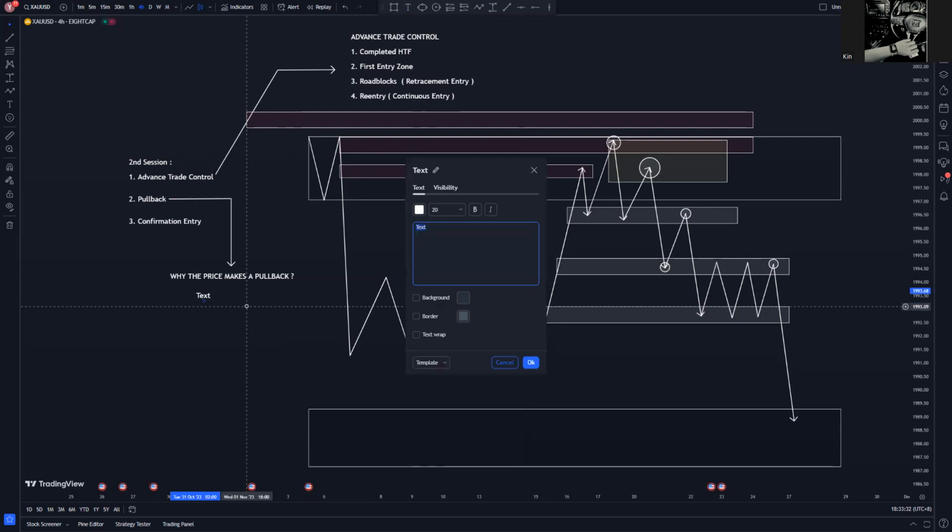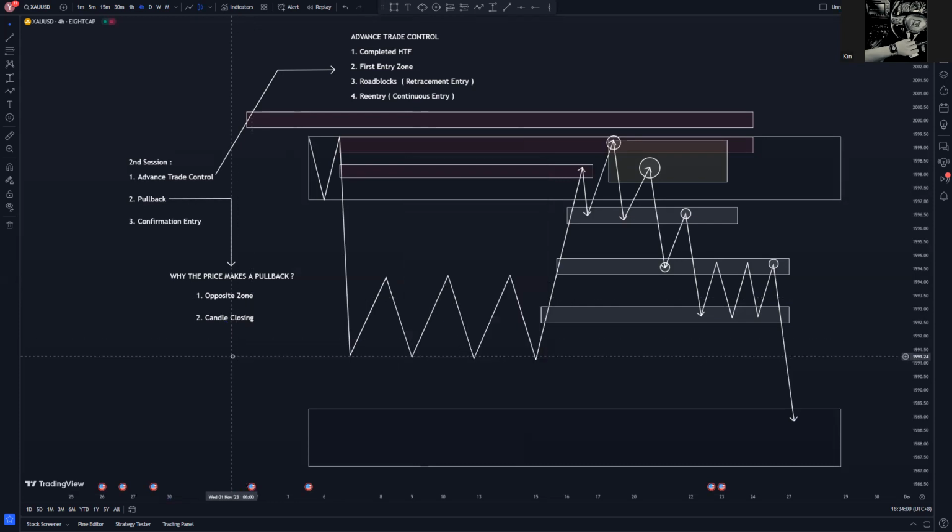we can hold all sells from roadblocks until H4 zones. Fantastic. So, why does the price make a pullback? The first one is because of the opposite zone. The second one is because of the candle closing.